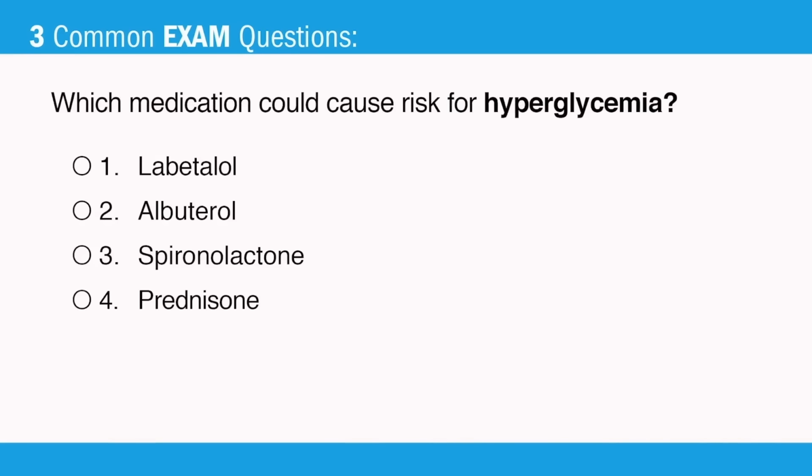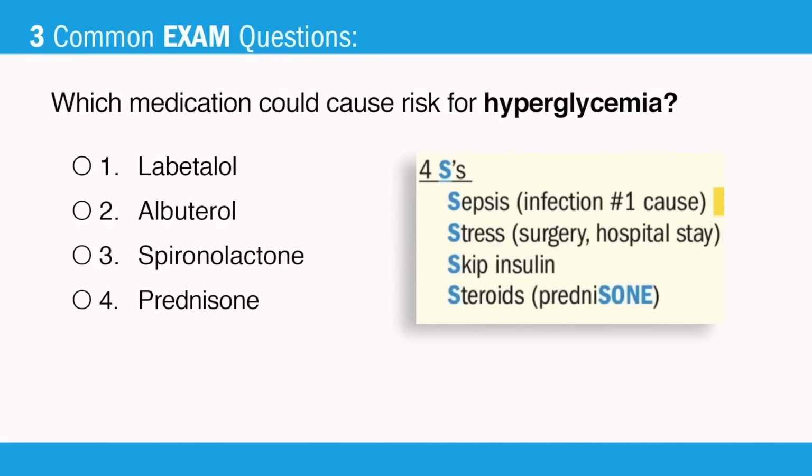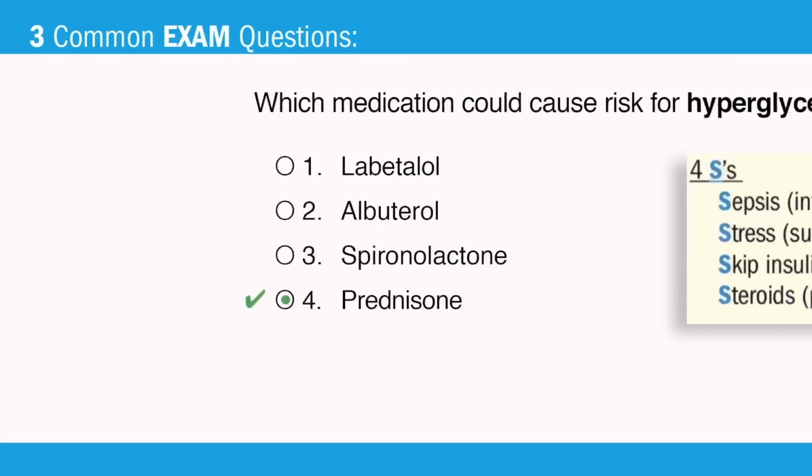Question number 2, which medication could cause hyperglycemia? Now, guys, before you even look at the options, you should already be saying steroids increase the sugar, ending in zone, like prednisone. So, guys, zone-ending steroids. Steroids increase the sugar.